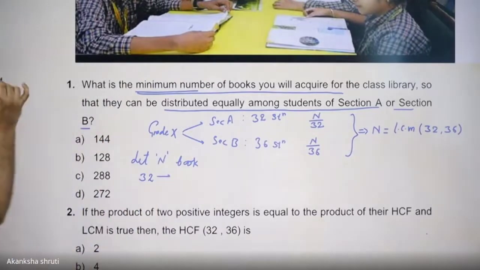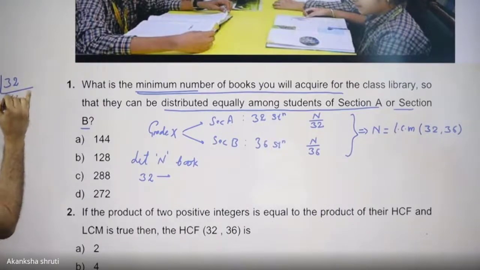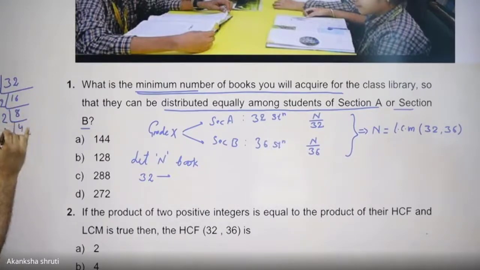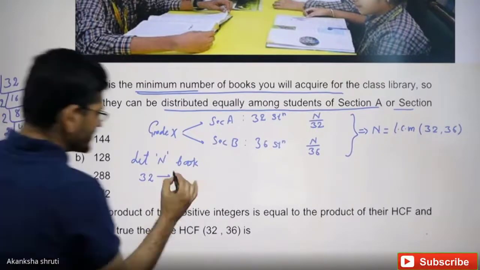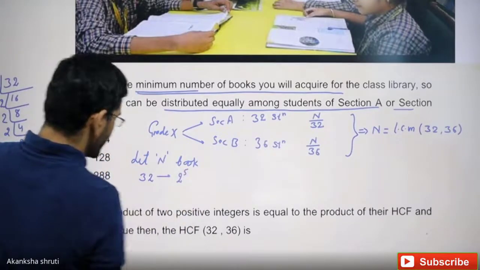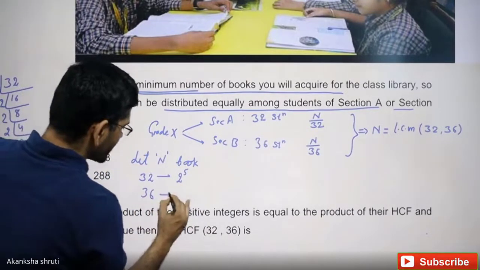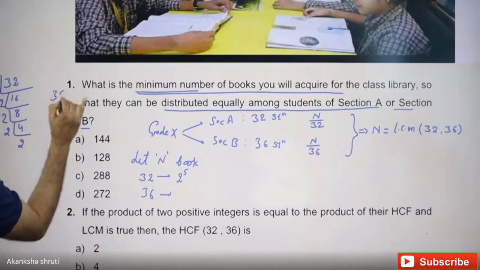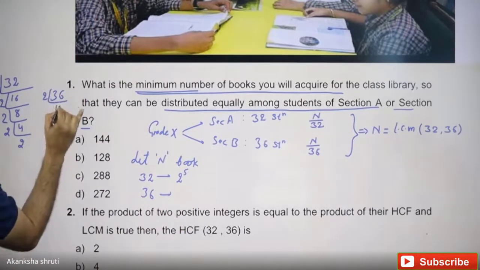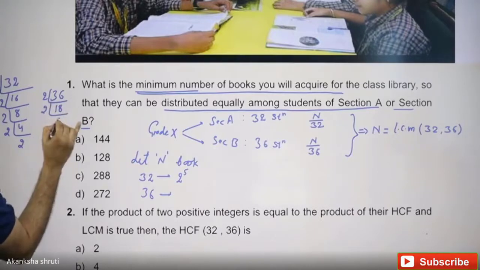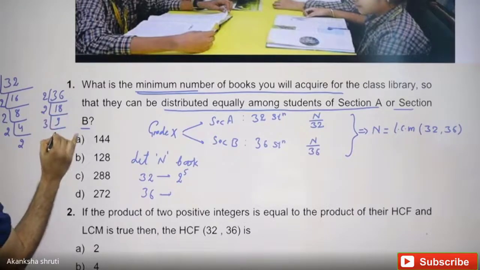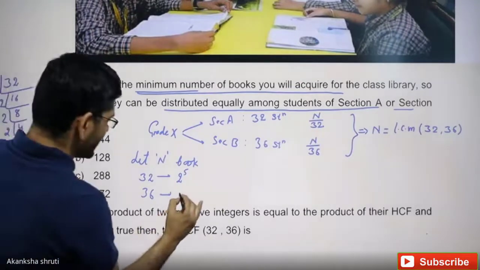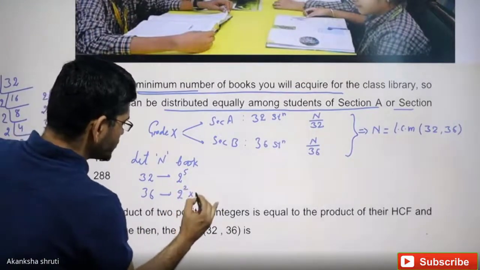Very easy, students. Take this 32. It is divisible by 2. So 16, further divisible by 2. 8, further divisible by 2. 4, further divisible by 2. 2. So it is 2 into 2 into 2 into 2 into 2, which means this is 2 to the power 5. And 36, go for its prime factorization. 36 divisible by 2, 18 divisible by 2, 9 divisible by 3, then 3. So this 36 can be written as 2 square into 3 square.